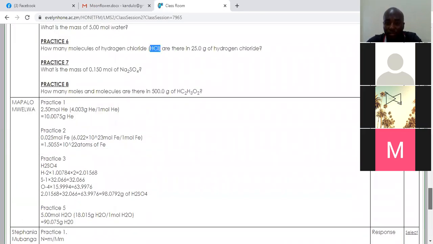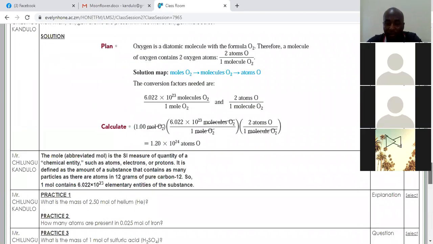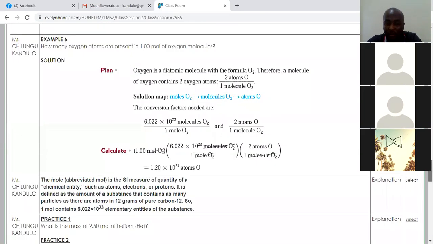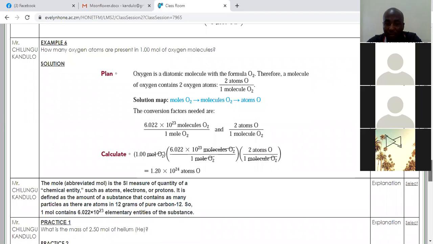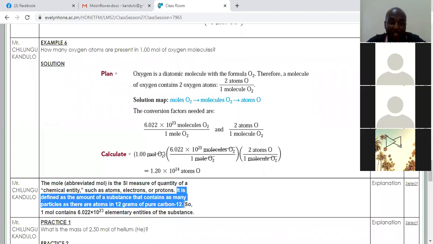So I have a question. Yes, Innocent. I have a question, sir. Concerning the unit used in chemistry, can I be right to define mole as a unit used to count particles in chemistry? If you are going to use the word unit, remember that it's defined as the amount of substance that contains as many particles as there are atoms in 12 grams of pure carbon 12. As many particles as there are atoms in 12 grams of carbon 12 isotope.